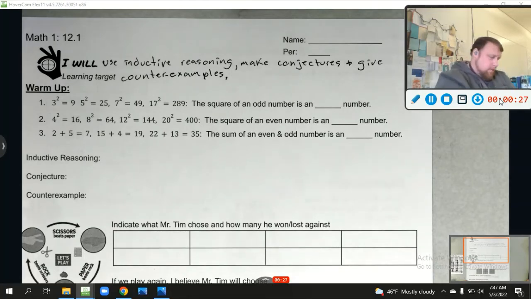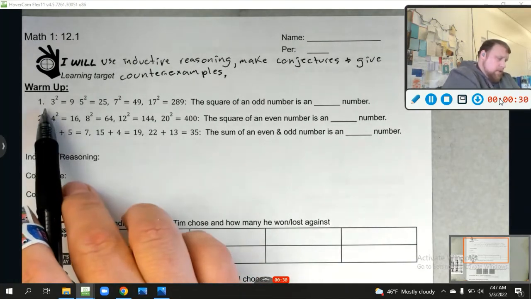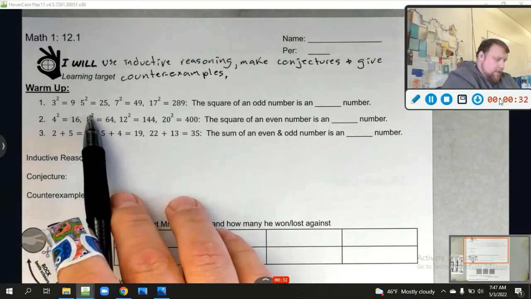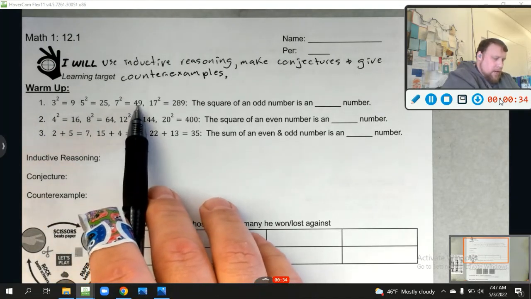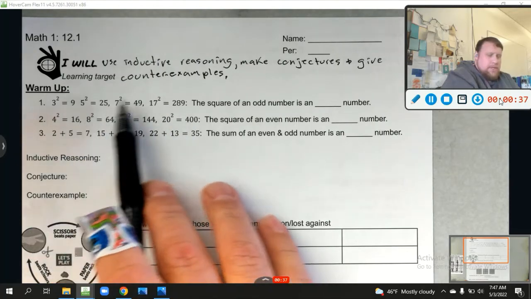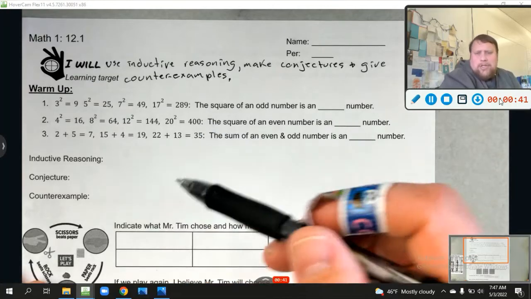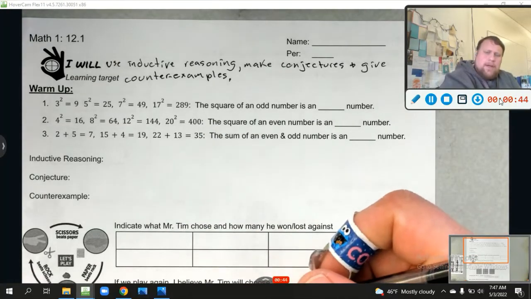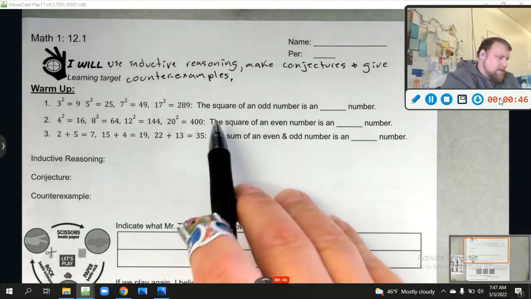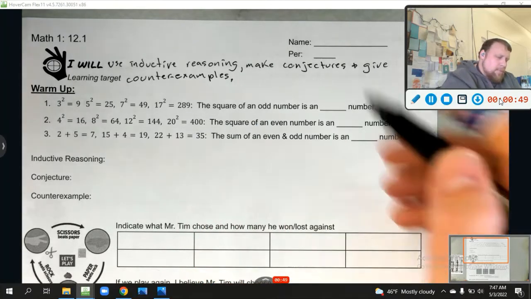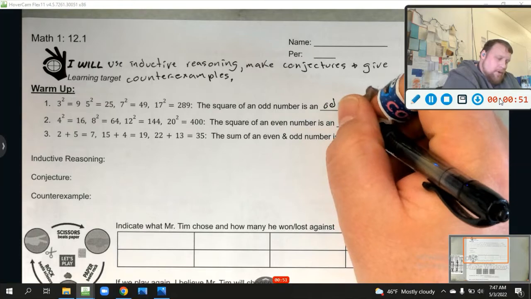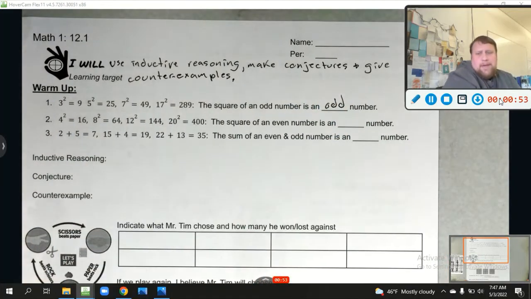All right, let's roll. So we see right here in the warm-up, 3 squared equals 9, 5 squared equals 25, 7 squared equals 49, 17 squared equals 289. I'm squaring a bunch of odd numbers, and every time the result is an odd number. So what's a conjecture? What's something we can make? What is just a conclusion we can make from this? We can conclude that the square of an odd number is probably going to be an odd number, because it is on every one of these examples. Now, are we able to square every odd number on the planet? No, there's an infinite amount of odd numbers. We're just making a guess based upon some examples here.